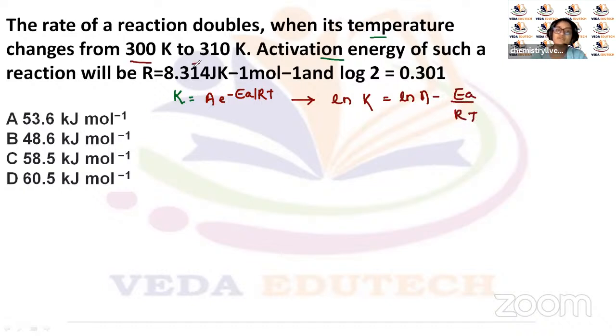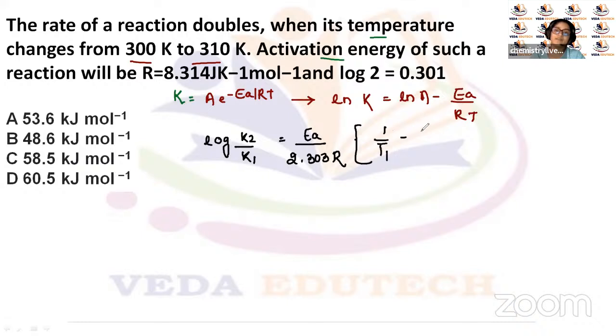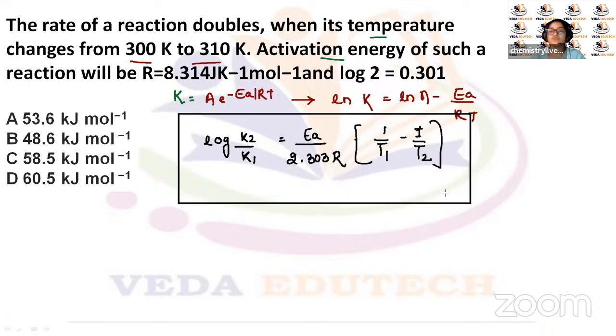But when we are given two different temperatures, there is another equation, which is log K2 by K1 is equal to EA by 2.303 R into 1 by T1 minus 1 by T2. This is the equation which you are going to use here. This is a simple equation, and you just have to put the values and get the answer. So I'll discuss a little bit about it here.